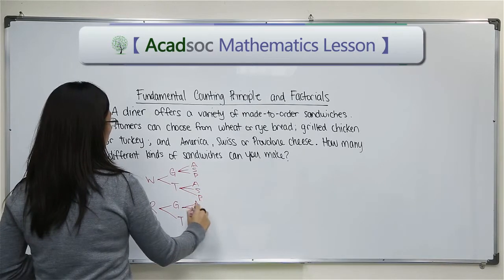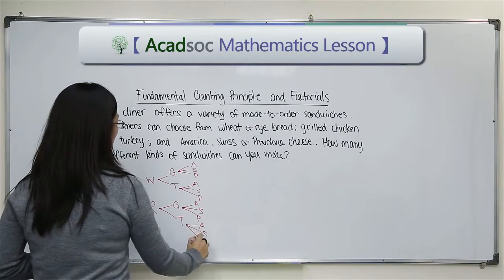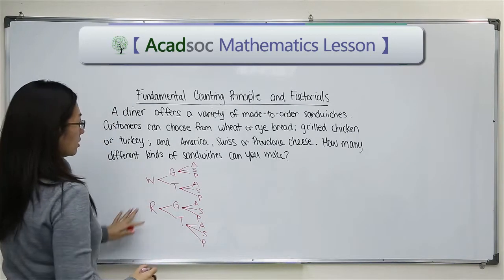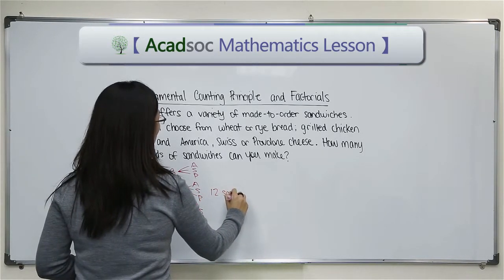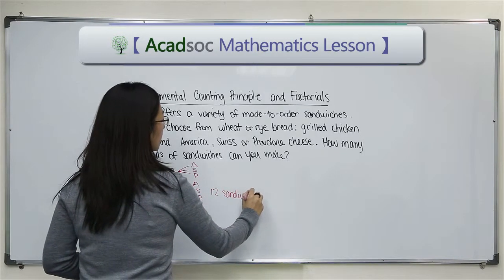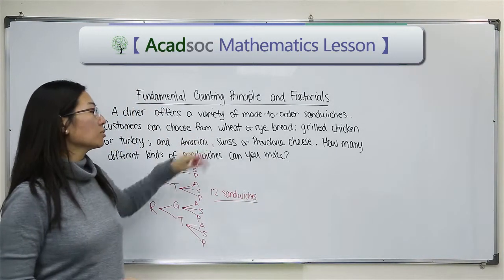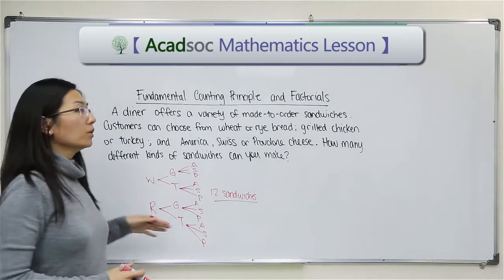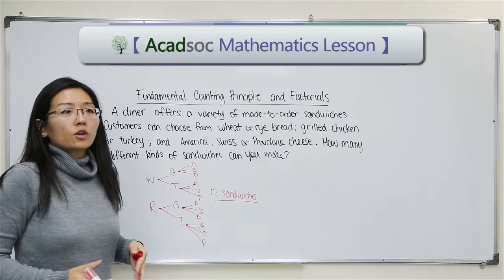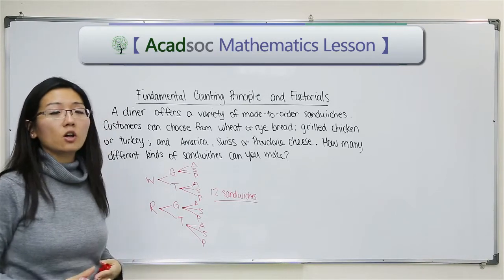And now if you look at the tree diagram, we'll end up having 12 different types of sandwiches. We have 12 different outcomes. Now, this is still doable based on the number of choices that we have for each of the categories. However, if we have more types of bread or more cheese to choose from, it would be tedious for us to list out all of the options.